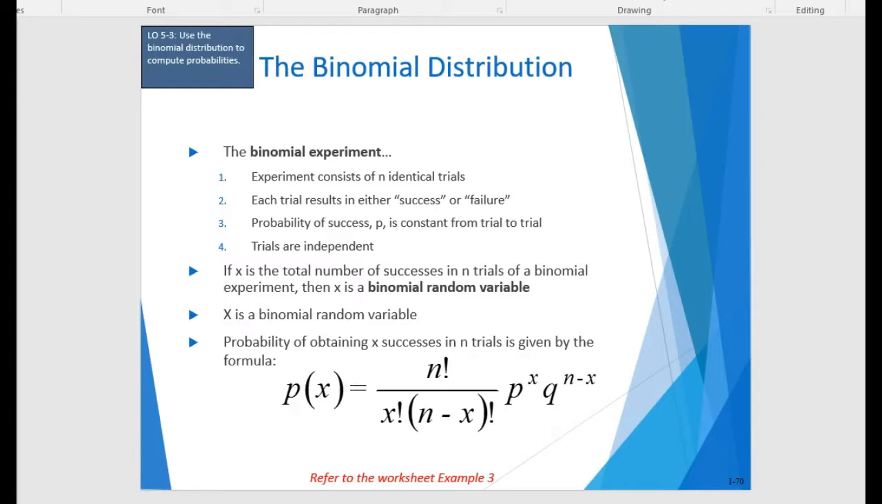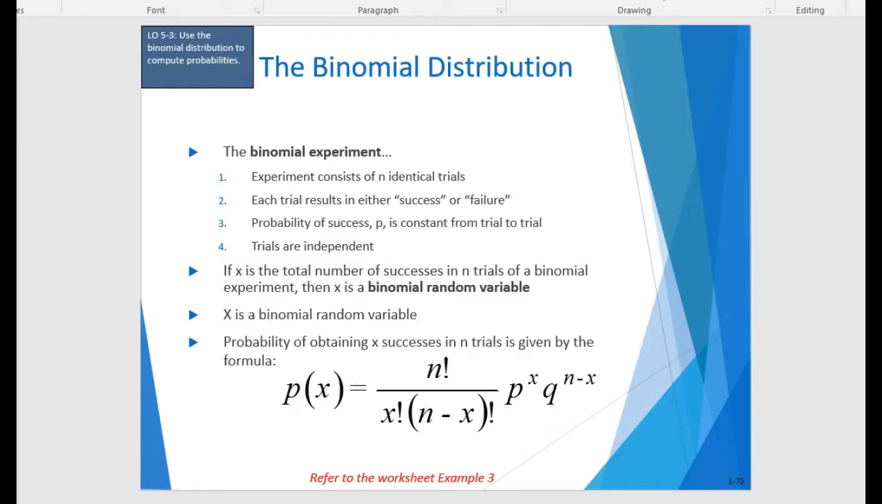So the binomial experiment. The experiment consists of n trials. Each trial results in either a success or a failure. So that's where the bin in binomial comes from. It's binary. It's either a yes or a no, a fail or a success. The probability of success is p, and that's constant from trial to trial. So that kind of leads us into point 4, that all the trials are independent.